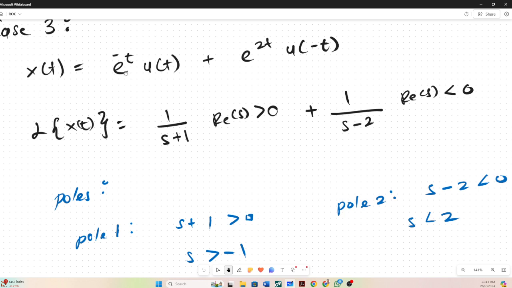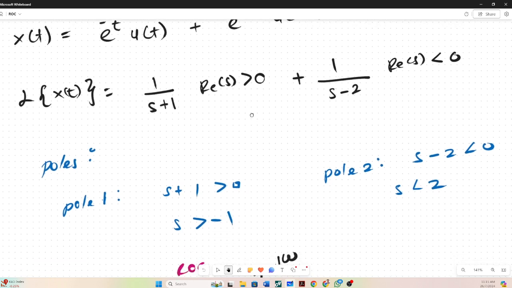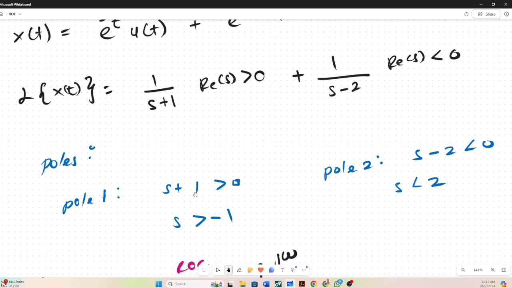After doing the conversion, I got e^(-t)u(t) equal to 1 over s plus 1. And this signal only happens at the right side, so s must be more than 0. So we can take the pole s plus 1 more than 0, so s is more than minus 1. So we bring 1 to the right side.